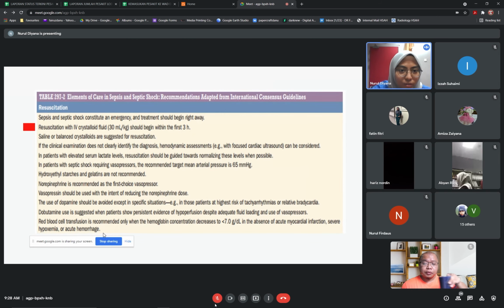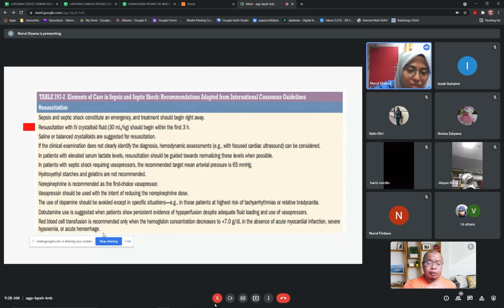So this table is for resuscitation. This one is just a summary of what was covered earlier. Resuscitation with IV crystalloid fluid 30 ml per kg should begin within the first 3 hours. Then we use saline or balanced crystalloid for resuscitation. In patients with elevated serum lactate level, resuscitation should be guided towards normalizing the level when possible. When the patient in septic shock requires vasopressor, the recommended target MAP is 65 mmHg.